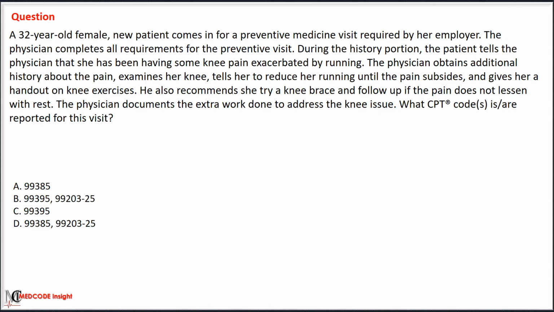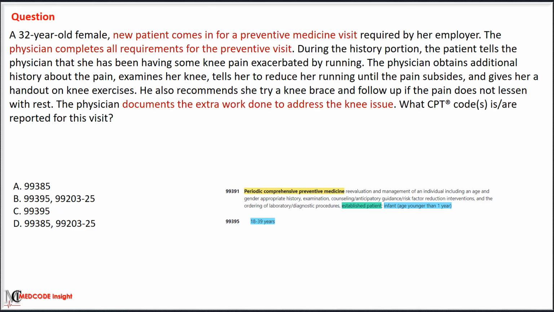Option A, with the code 99,385. Option B, with the code 99,395 and 99,203 along with modifier 25. Option C, with the code 99,395. Option D, with the code 99,385 and 99,203 along with modifier 25. As we know, this patient is a new patient coming in for the preventive medicine visit. For new patient preventive medicine service, we use the code range 99,381 to 99,387. We will first eliminate option B and C as code 99,395 is used for established patients.